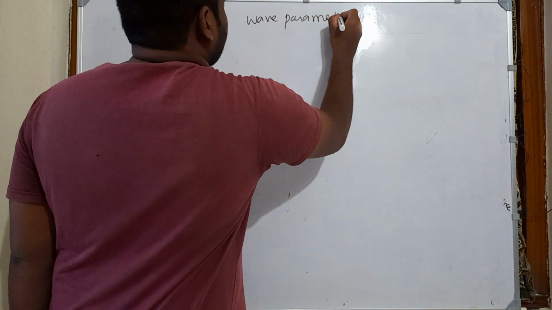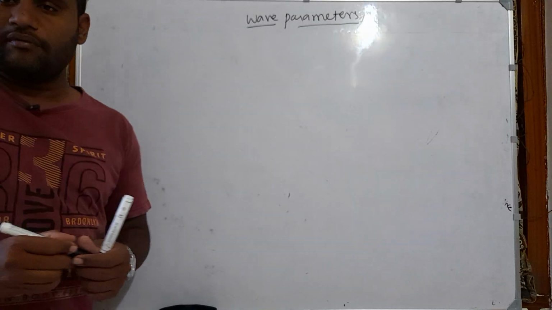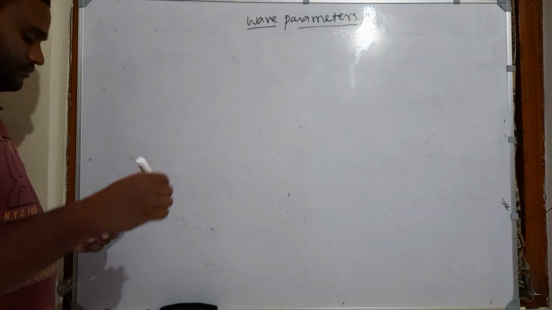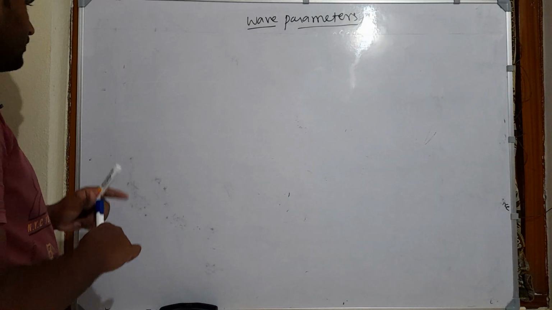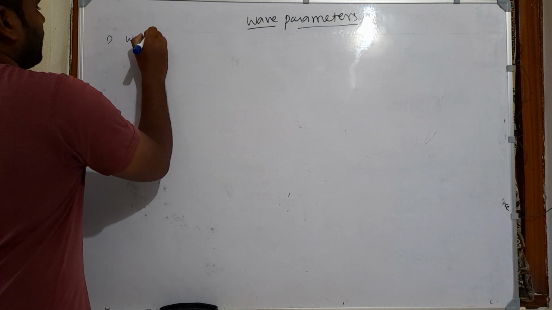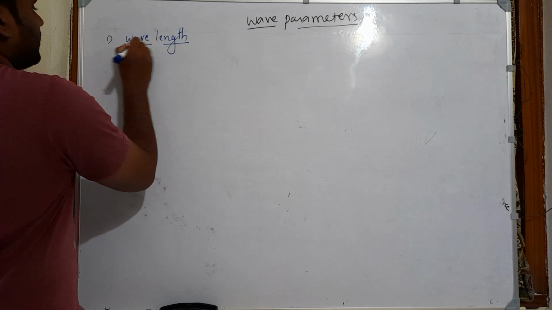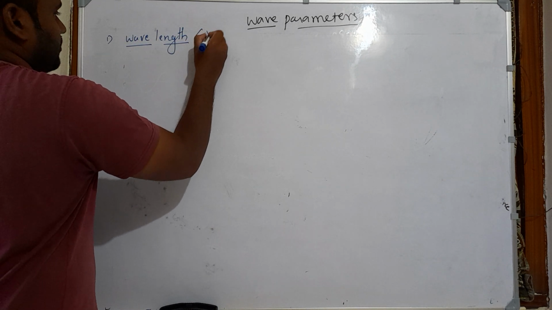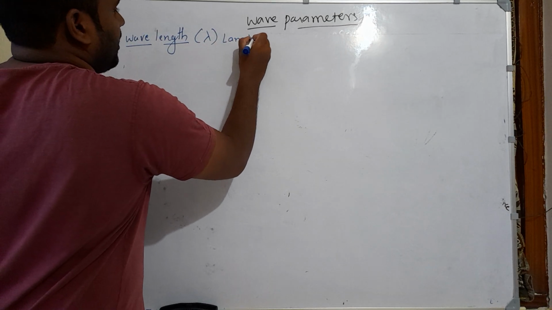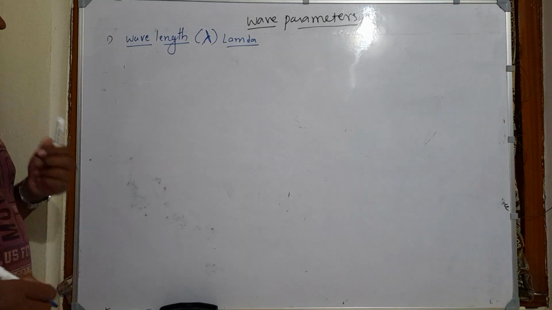What are the wave parameters? Wave parameters are nothing but what are used to describe a wave. There are several wave parameters. The first one is wavelength. What is the wavelength here? The wavelength is indicated with the symbol lambda.